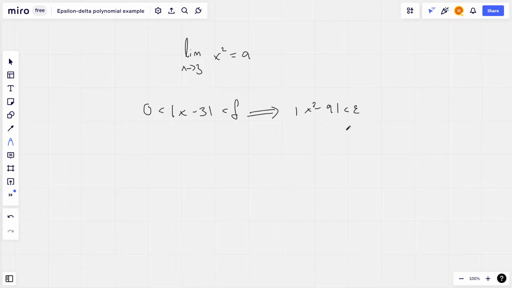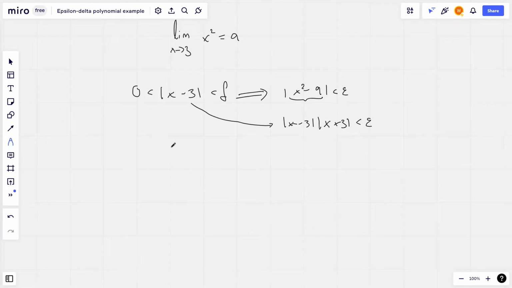First thing we should notice is that we have a difference of two squares here, so clearly this is the same as having the modulus of x minus 3 times x plus 3 less than epsilon. Now we see that this matches up, but we just need to find some way of bounding the modulus of x plus 3.